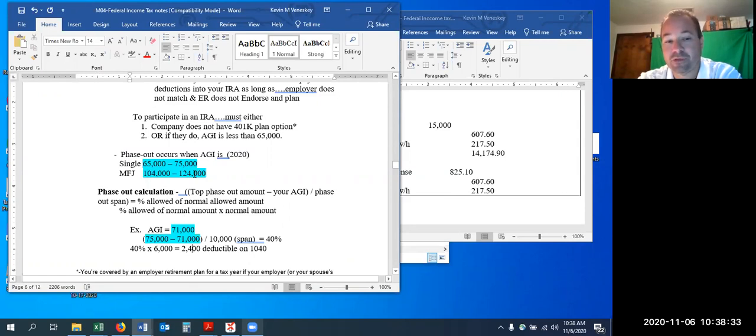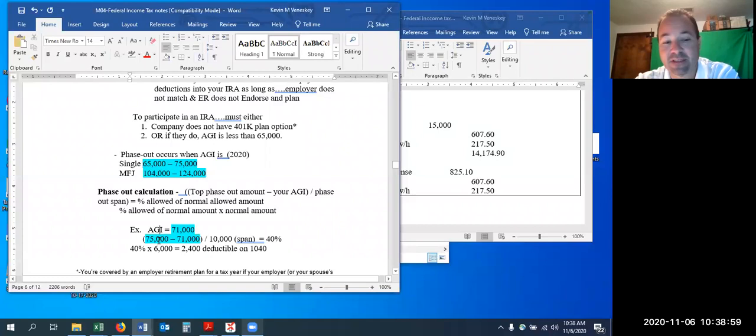So what you do to figure out if you're in that span, how much can you put away? I'll give us this little example, and I put it in word form here, but a lot of times it's easier just to show it with numbers. So if you have income of 71,000, that's your AGI. And so let's say you're single, you fall in this amount right here. You fall within this span.